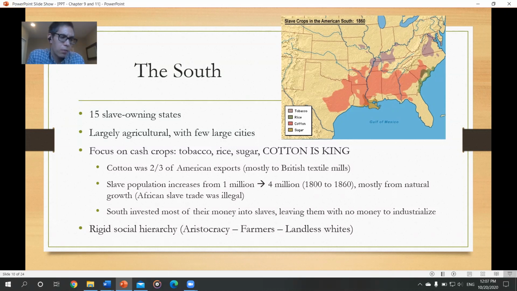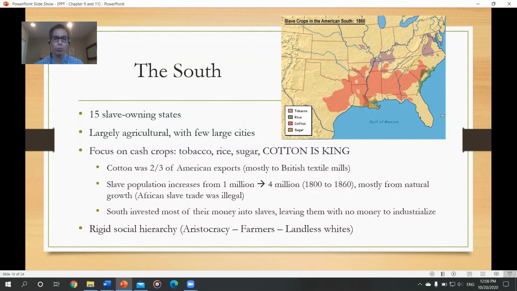But because agricultural trade is booming in the South, there was a huge demand, at least among white Southern plantation owners, to have more slaves. So the slave population increases from 1 million to 4 million from 1800 to 1860, but this is almost all from natural growth, slaves having children and then those children instantly becoming property or becoming slaves. The African slave trade was actually illegal at this point by 1800, and so nearly all of this slave population growth was from just natural growth.